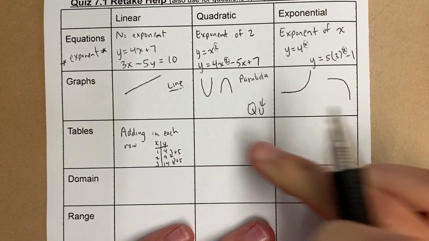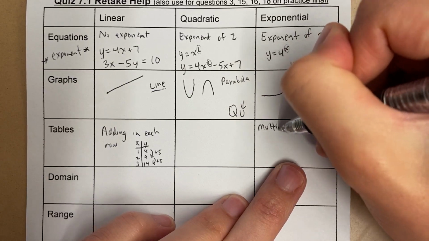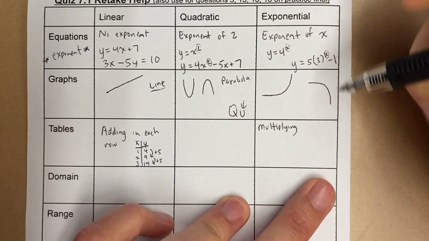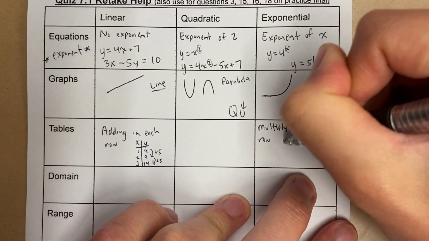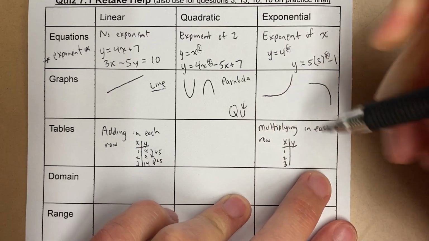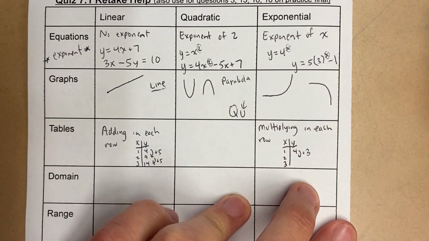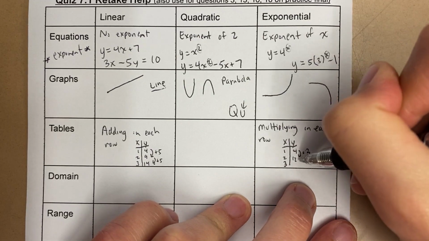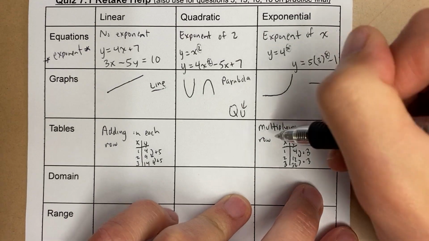Okay, now look, I'm going to skip quadratic for a second. I'm going to come here to exponential. In exponential, we're multiplying in each row. So now, let's say I have a table that looks like this. Let's say this starts at 4 again. Now, let's say I'm multiplying by 3, right? So that would be 12. And then the next row, I'm multiplying by 3 again. That's 36.